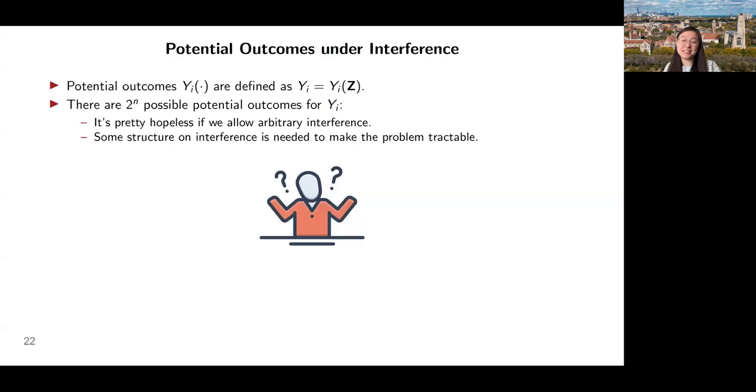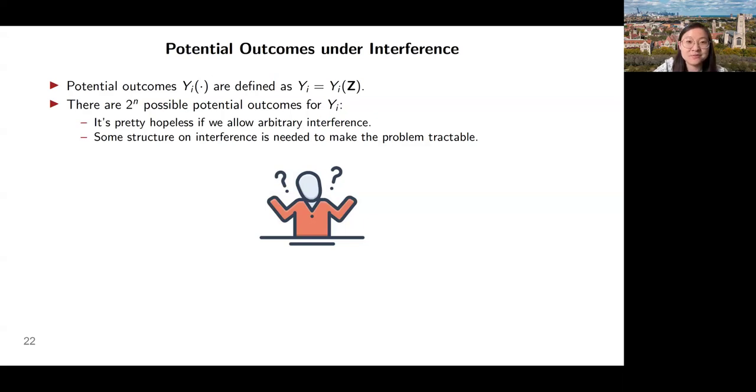Okay, great. So if we look at this potential outcome model, you realize that this is way too flexible, because we have this entire vector Z, and Z is of length n. Each entry of Z takes a value in 0 and 1, so there are in total 2 to the power n possible potential outcomes for Y_i. So this is pretty hopeless if we allow for arbitrary interference, because we need to model 2 to the power n possible outcomes. So we want to put some structure on interference in order to make the problem tractable.